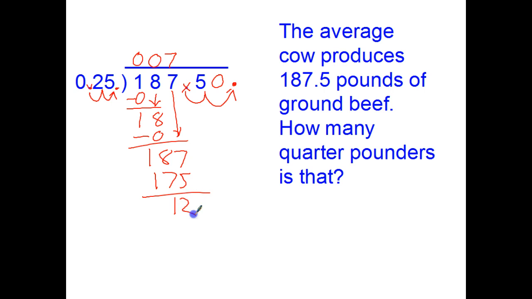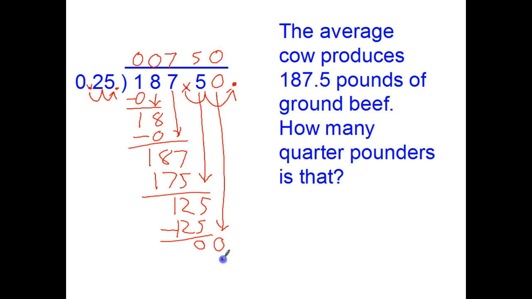When I subtract, I've got 12. Bring down this 5. How many 25s in 125? 5 of them. Nothing left, but I do have another 0 to bring down. How many 25s in 0? 0. Now there's nothing left to bring down. Make sure I got my decimal point where it goes. So the average cow would produce 750 quarter pounders.